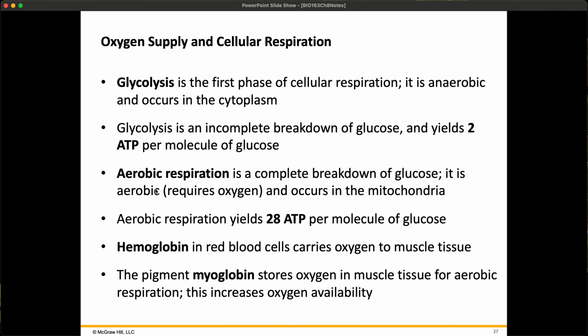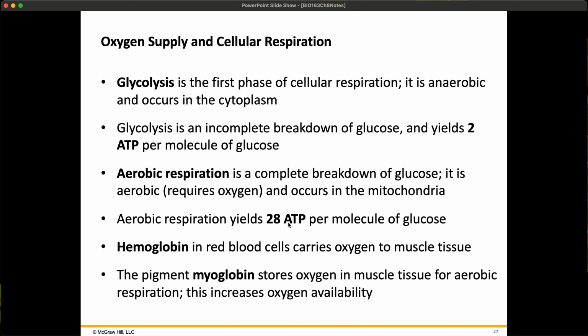Once you get into the mitochondria, you can have aerobic respiration. It is a complete breakdown, the complete oxidation of glucose, but you do have to have oxygen for that to happen. It gives you 28 ATP per molecule of glucose, though. So you can see why, once you get to the point of exercise where you aren't able to take in oxygen as much anymore, your body really does shut down quickly, because you're going from making 28 ATP per glucose molecule to just 2.